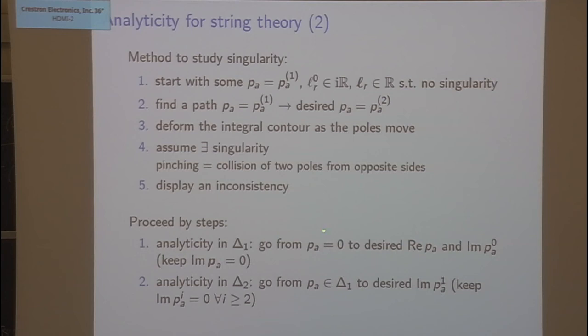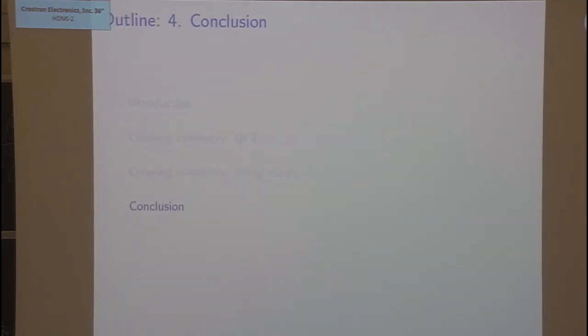So first we prove analyticity in delta 1, and then we go from delta 1 to delta 2, and in both cases you can show that if you assume you have a problem, in fact you find that the momentum cannot be in delta 1 or delta 2. So this shows analyticity in these 2 domains.